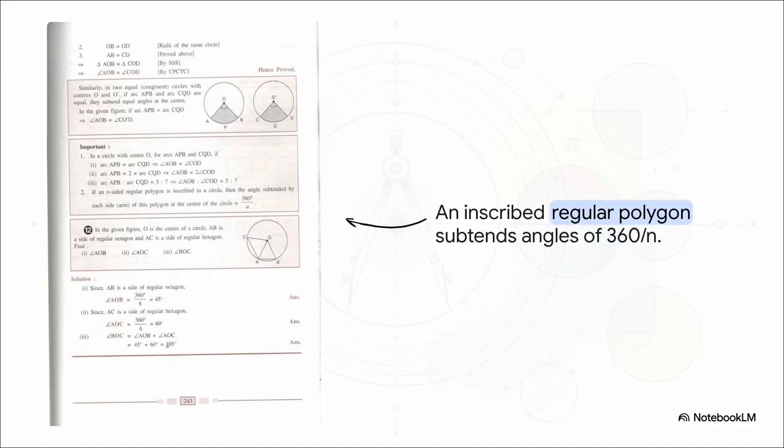And these same laws totally dictate what happens to other shapes when they get trapped inside our circle. An n-sided regular polygon inscribed in a circle subtends an angle of 360 divided by n at the center. So if you drop a perfectly regular octagon, which of course has 8 sides, into a circle, you just divide 360 by 8. It will predictably and perfectly carve that center into neat 45-degree slices. The geometry is just flawlessly consistent.